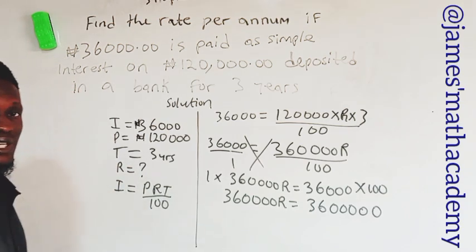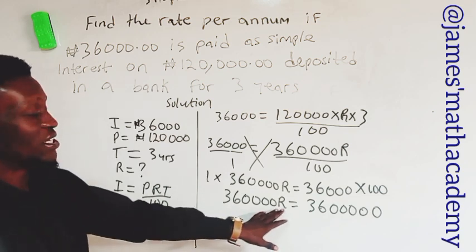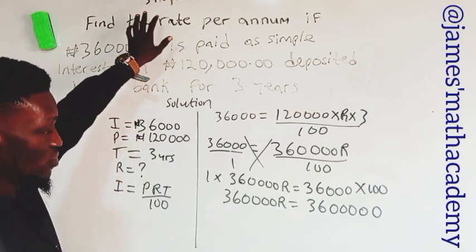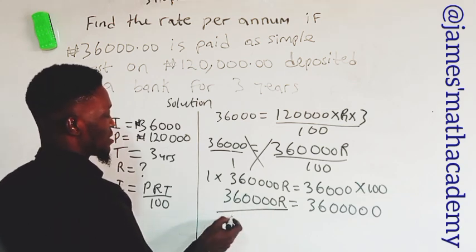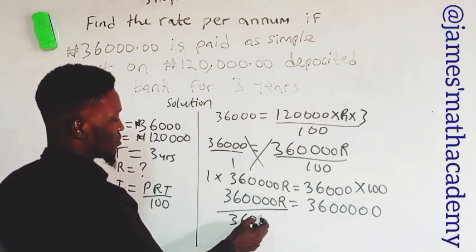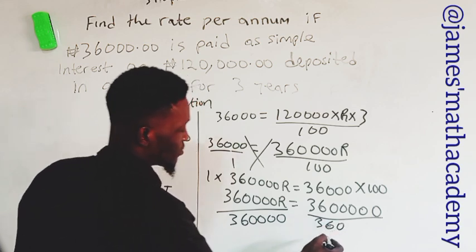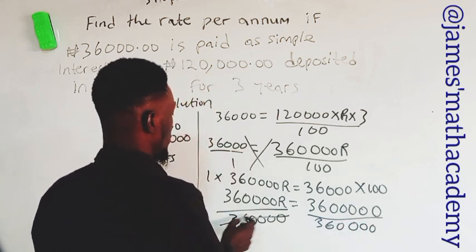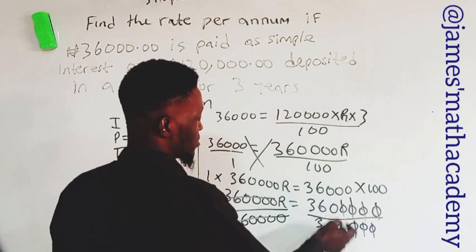Since we are told to find R, we have to make R the subject. For us to make R the subject, we have to divide both sides by 360,000, because 360,000 is attached to R. So if I divide both sides by 360,000, the zeros cancel out with the zeros.